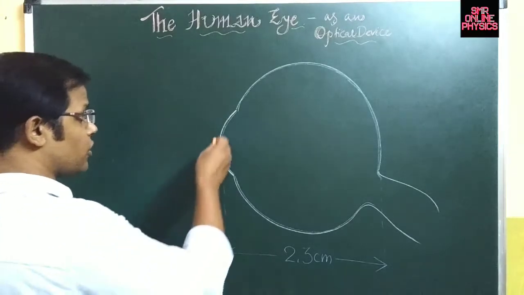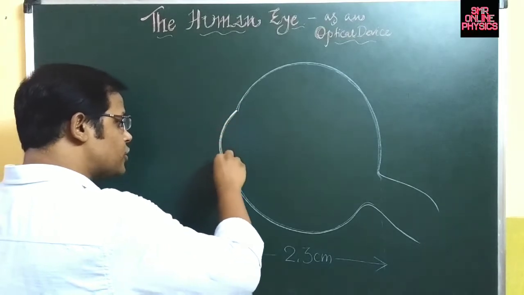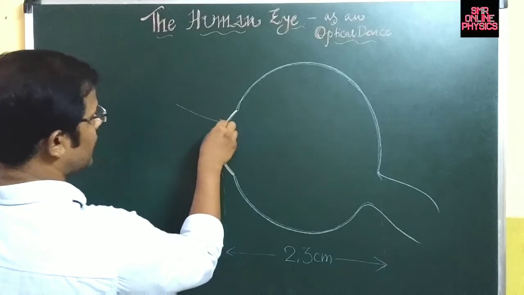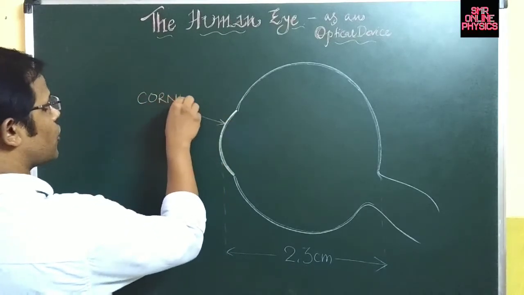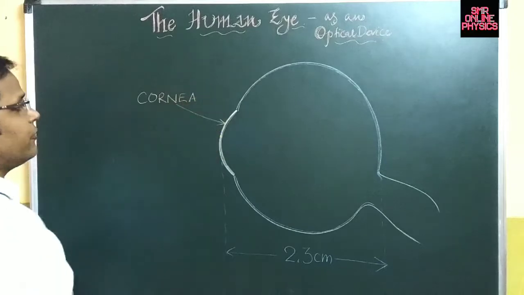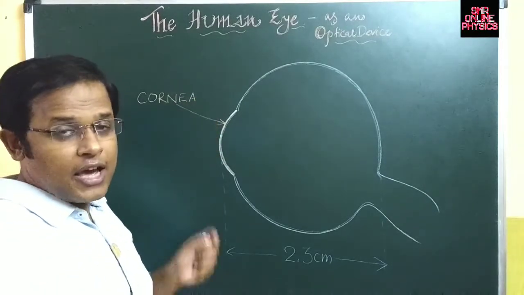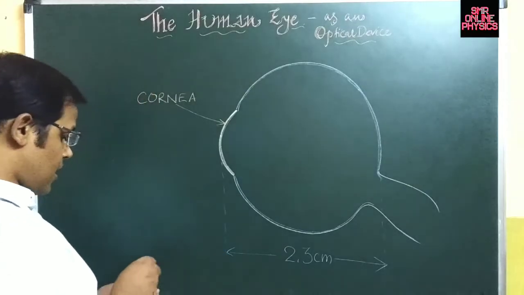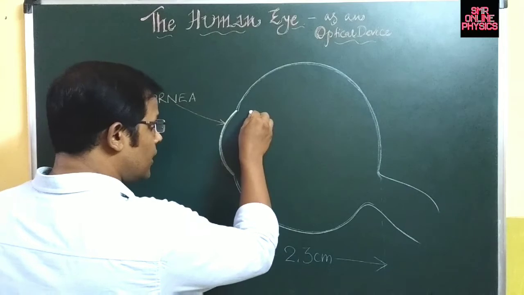This front portion of the eye, which I show with this orange colored chalk, is the most transparent part of the eye. This is called the cornea. The cornea is the transparent refractive part of the eye, which is convex in shape, and maximum refraction takes place at the cornea.